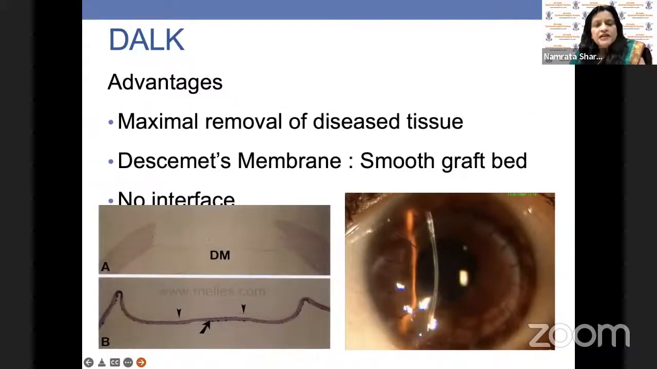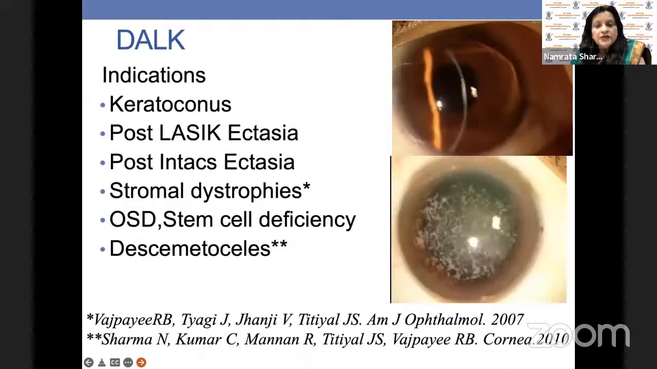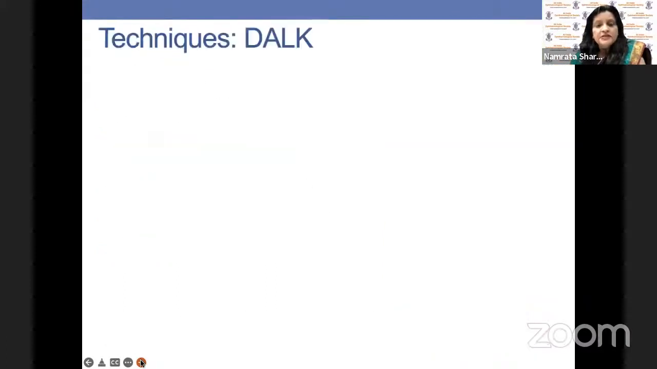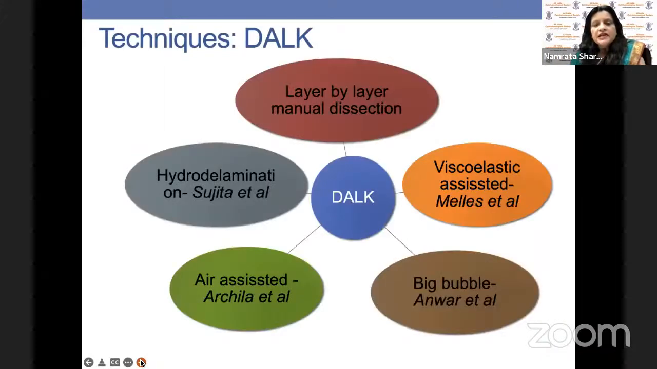The advantage of DALK is that maximal removal of the diseased tissue is possible. The Descemet's membrane is a smooth graft and virtually there is no interface at all. And like I said, it can be done not only for keratoconus, but also for other endothelial sparing diseases. Now, there are various techniques like the big bubble technique of Anwar, which is the gold standard, the hydrodelamination technique, the layer by layer viscoelastic technique assisted by Melles, and the air assisted technique by Archila et al.